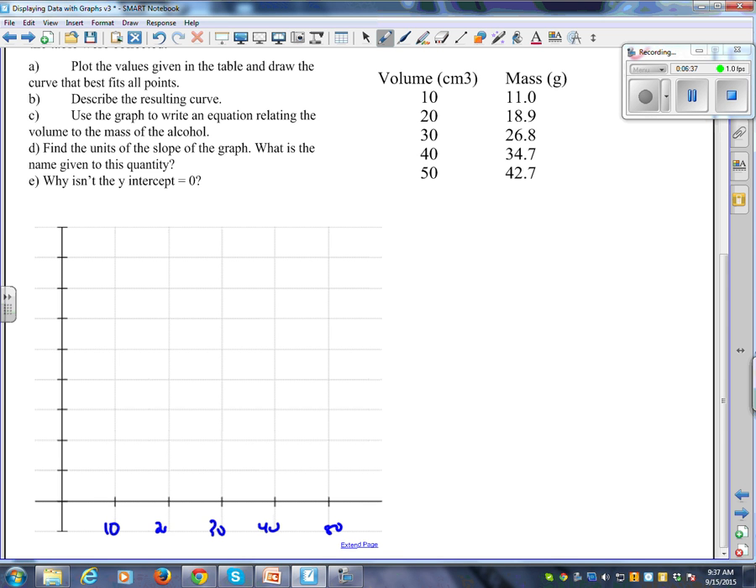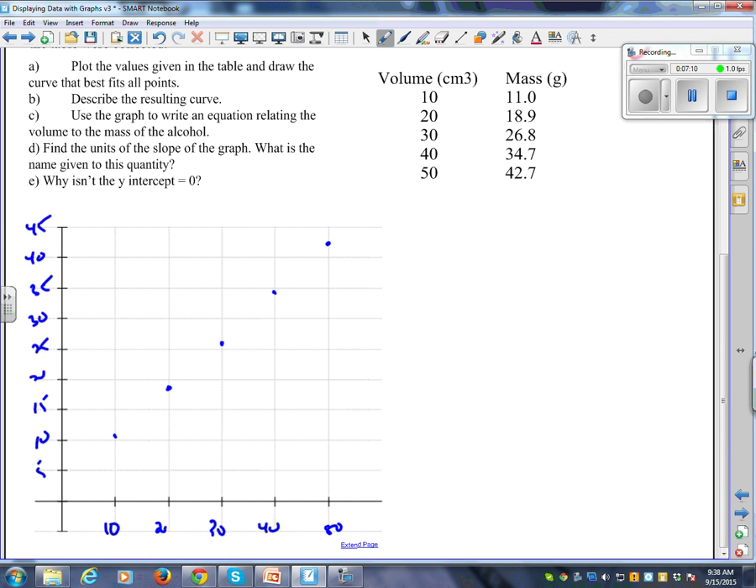It's pretty obvious, right? Is it 5s or 10s here? 5s? Okay, so 10 and 11 would be about there. 20 and 18.9 would be about there. 30 and 26.8, about there. 40 and 34.7, almost there. And 42.7, pretty much right in the middle.